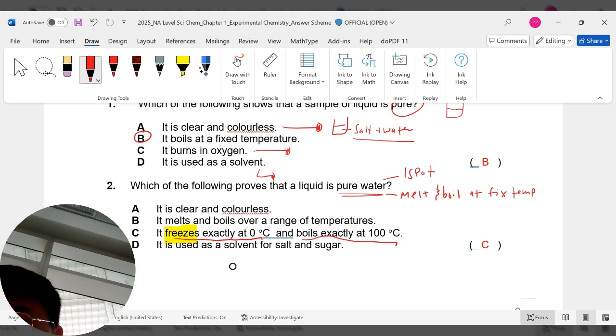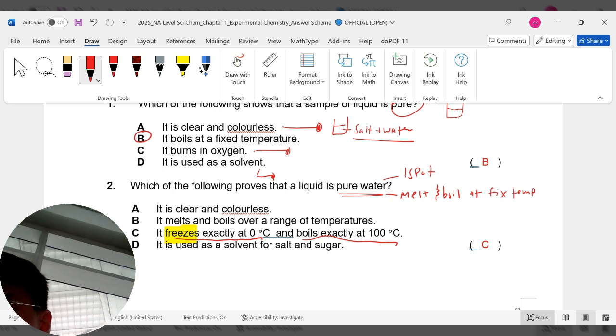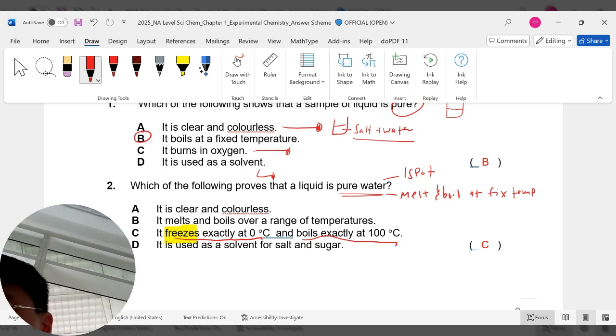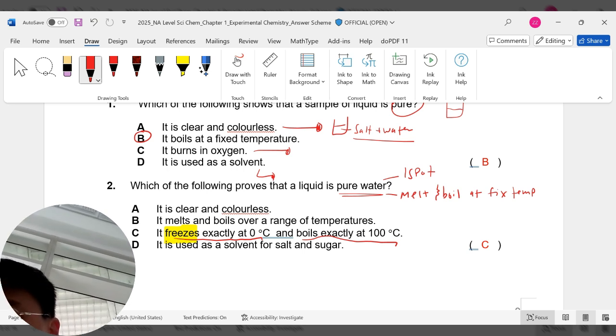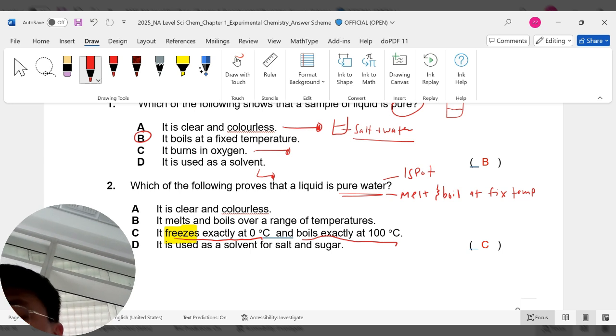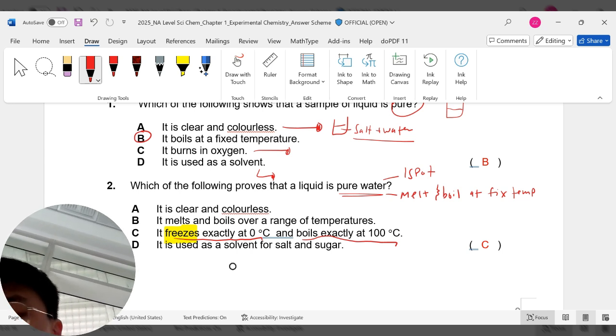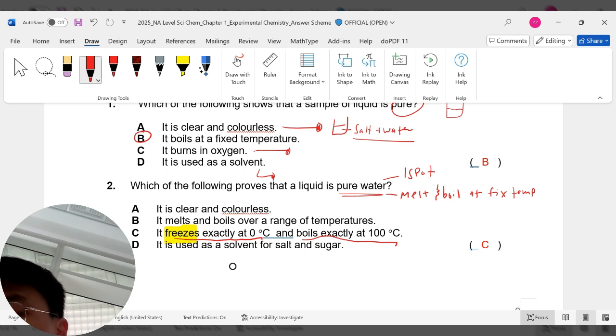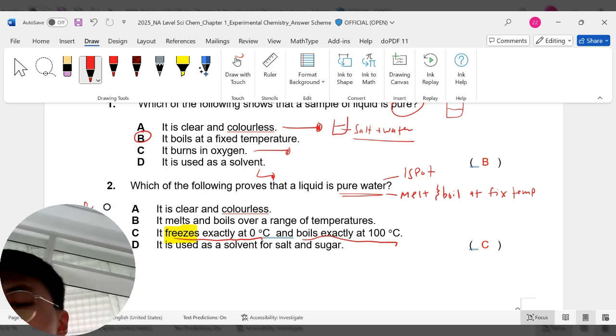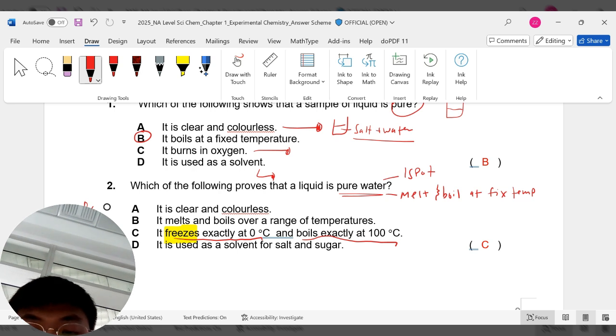For example, from solid to liquid is melting, and then from liquid to solid, it's freezing. So it doesn't matter if you're melting or freezing. In the case of water, for example, it will always melt and freeze at 0 degrees Celsius.